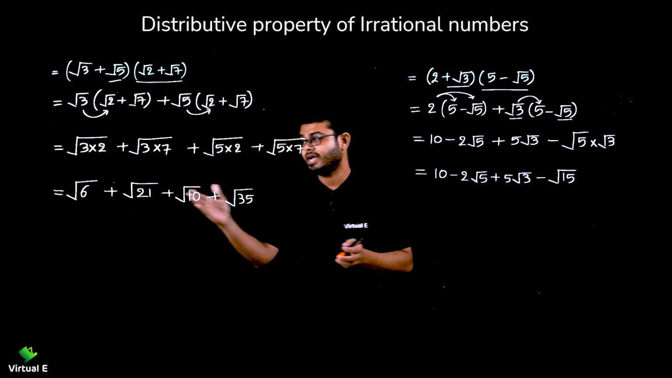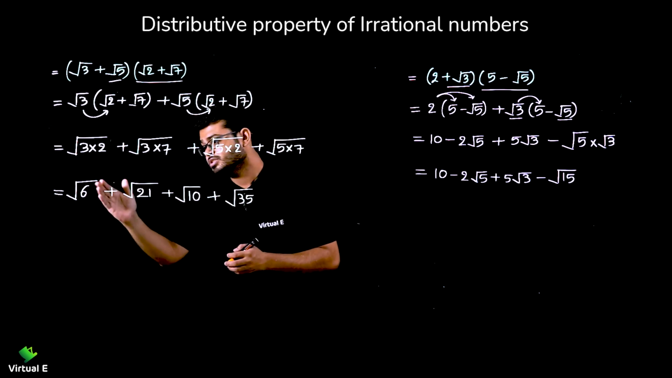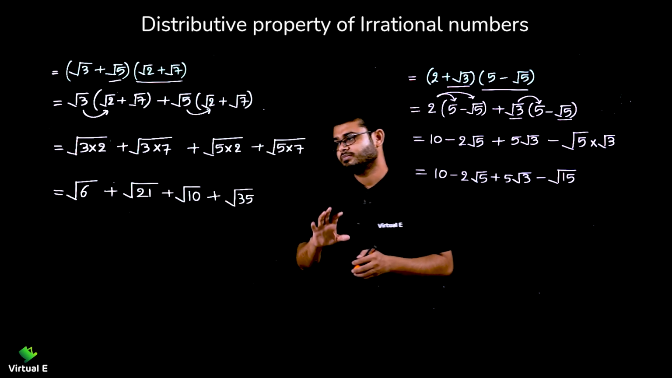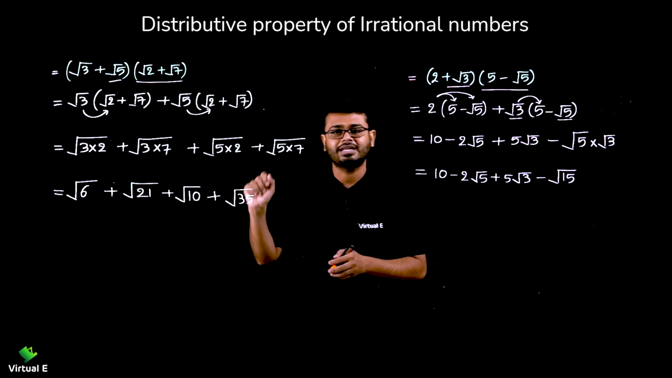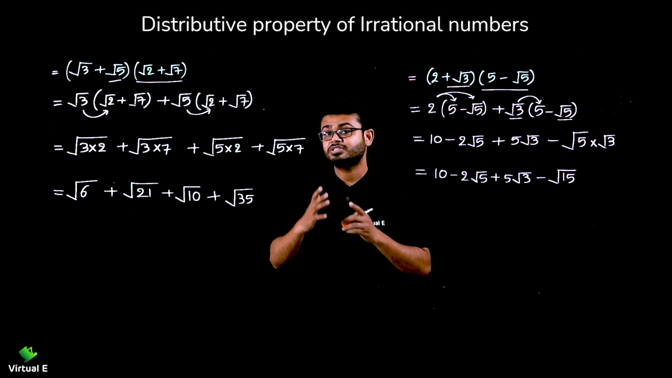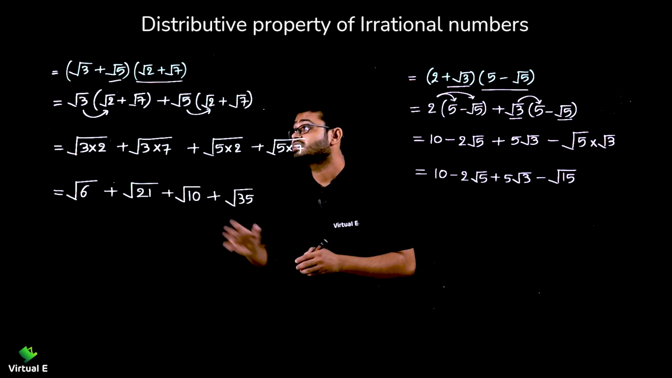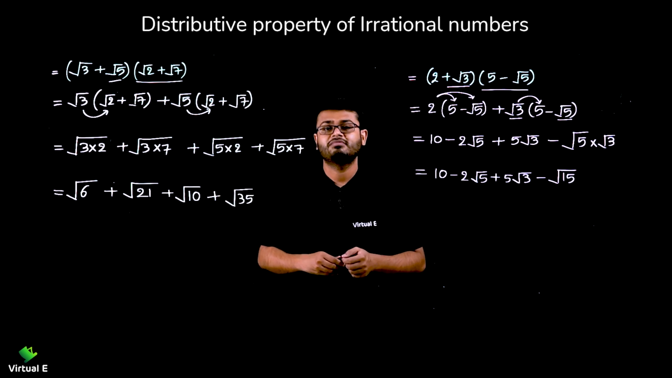We are not supposed to add or subtract. Remember, don't do addition like 6 plus 21, 21 plus 10, right? That is an utterly incorrect way. We cannot add irrational numbers like that. We need to have like terms. We discussed previously in this simplification how we add them. So this is how we solve. Let's discuss one more question.